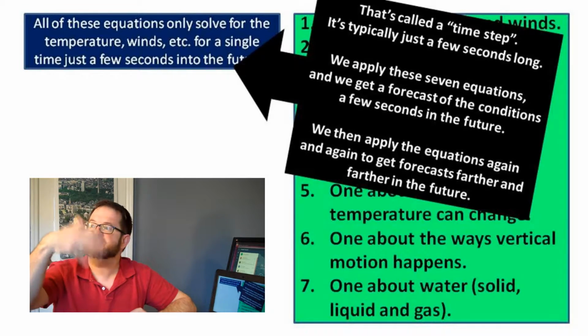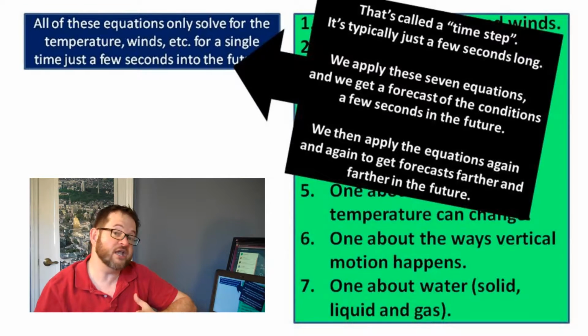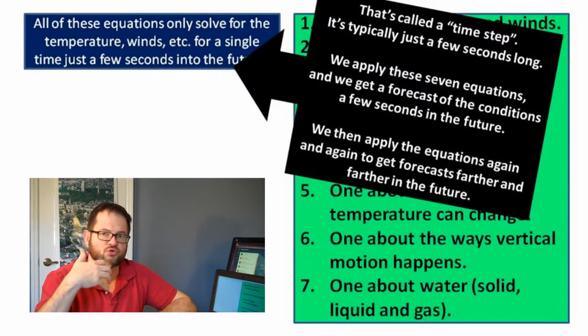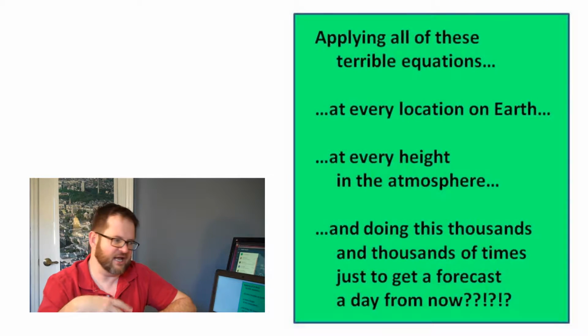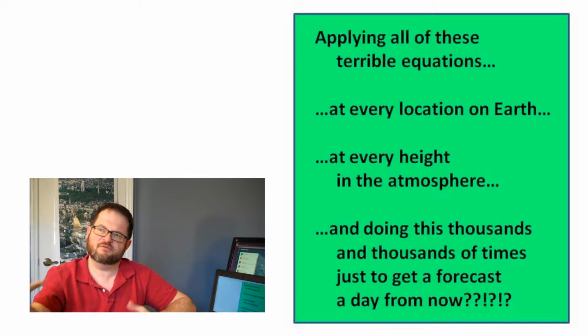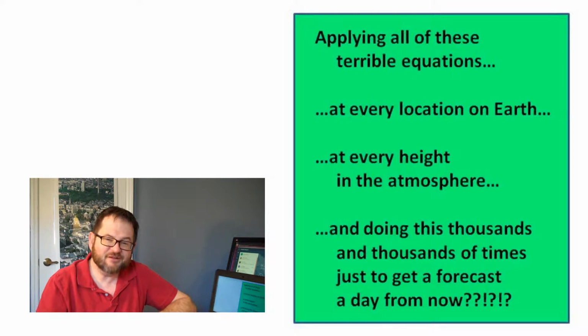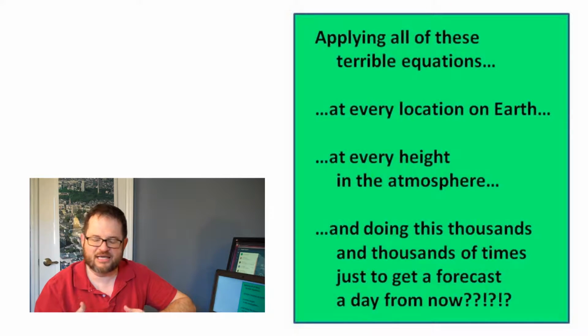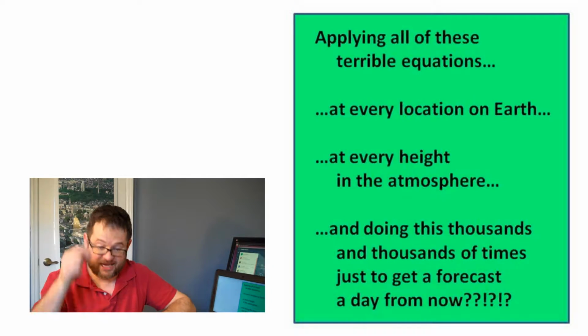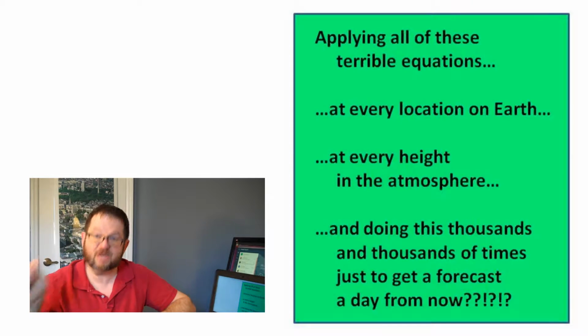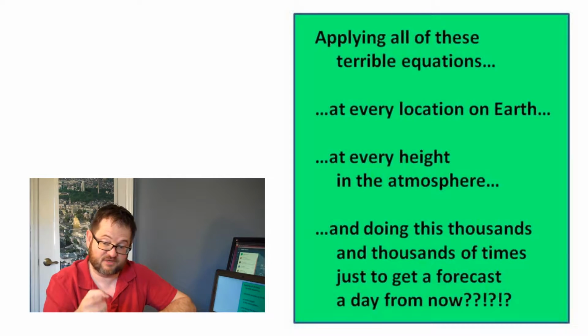A few thousand of these time steps in the future, you have a one-day forecast. A few 100,000 of these, you might have a week forecast. And a few billion of these time steps forward, you might have a 100-year forecast or whatever. Because you have to solve all those equations at every location on Earth, every place where you have a so-called grid point where you're computing the temperature, the winds, and so on.